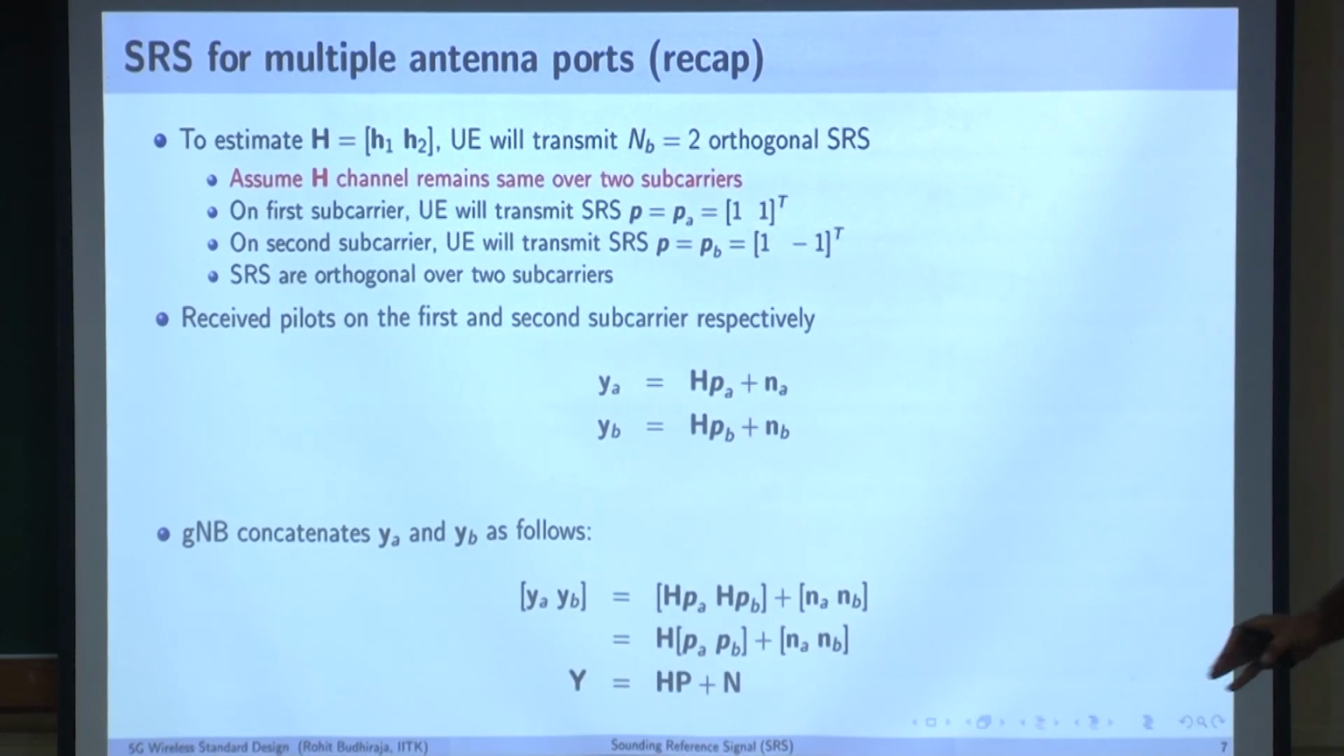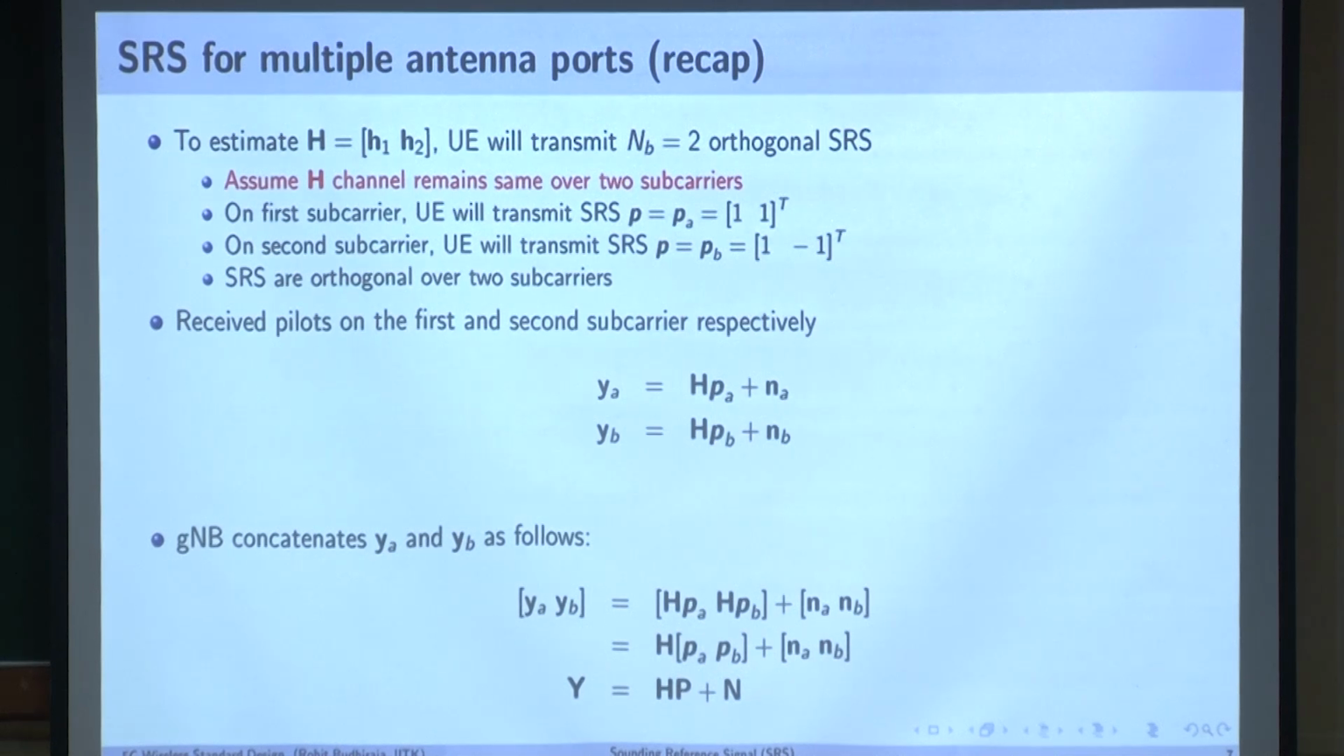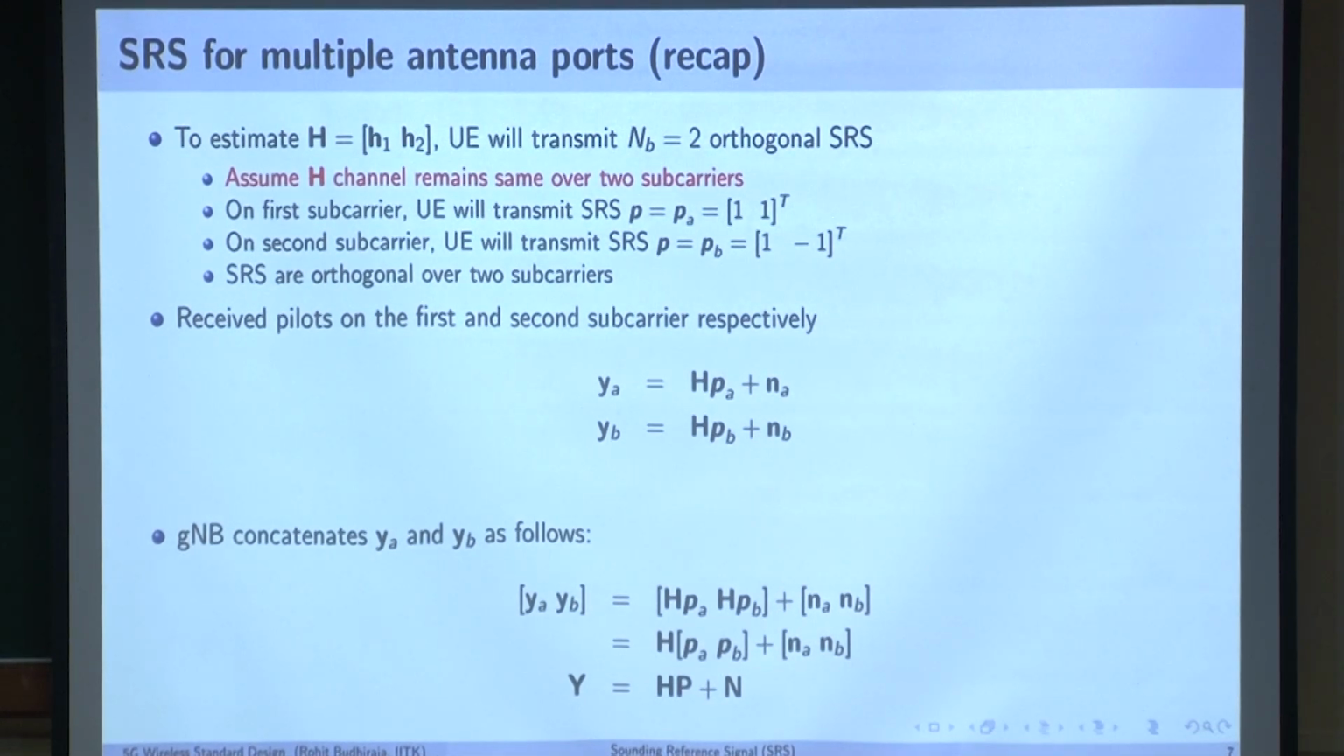This is not a useful way of estimating the entire broadband channel over 100 megahertz, which is changing across frequencies. Even though P_A and P_B, over one port you transmit, let's say this 270, whatever the length is, you use one orthogonal sequence here and another orthogonal sequence for the second port. But if the channel is not constant, how will you estimate?